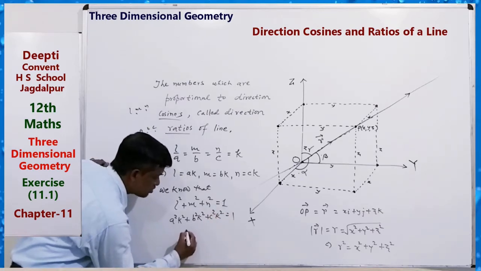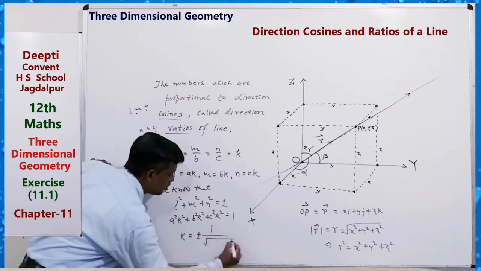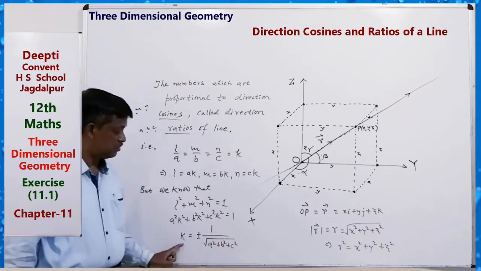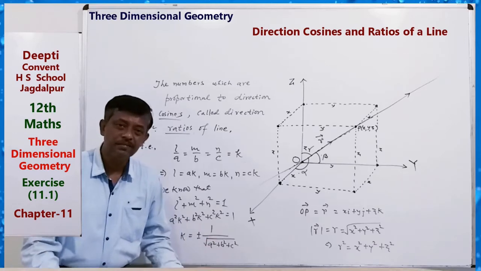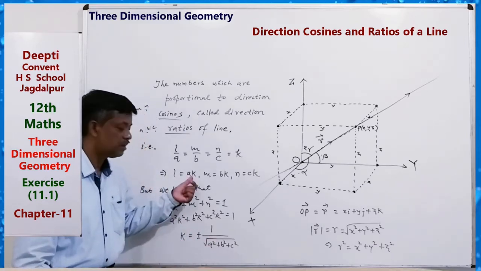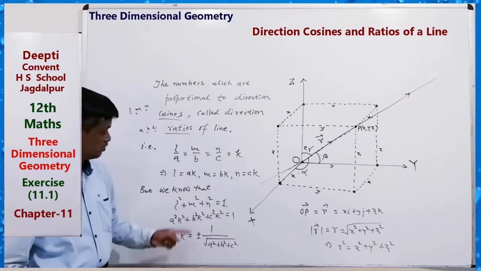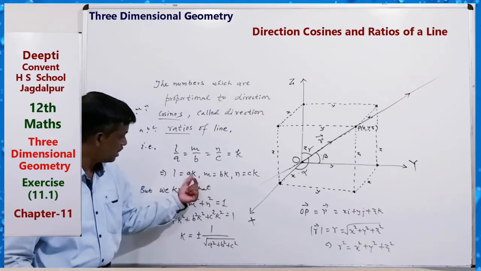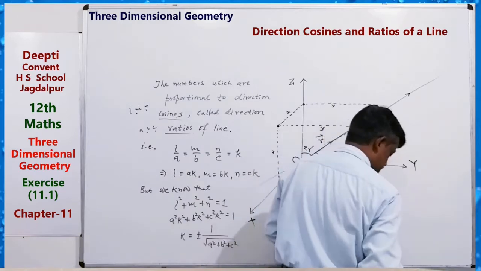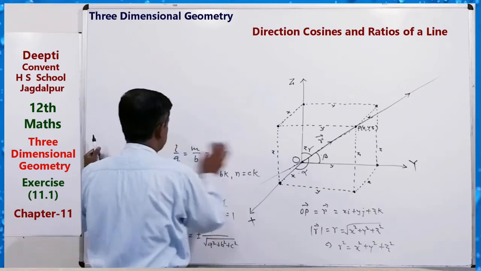So K square equals, or K equals plus minus 1 upon root of A square plus B square plus C square. So the value of K also can be written in terms of A, B, C. Put the value of K here, then we can get direction cosines in terms of direction ratios, because the direction cosines are AK, BK, CK. AK means, we can write it like this.